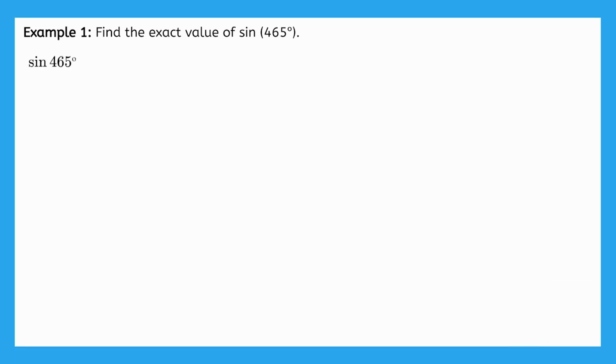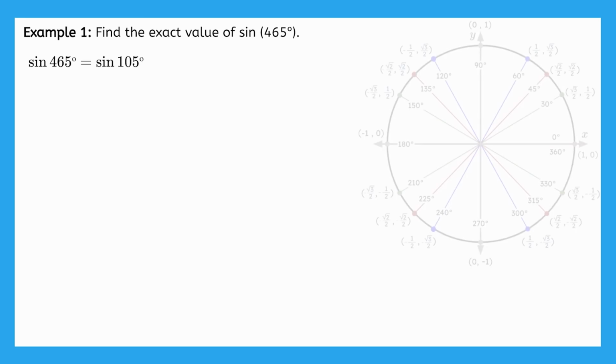First, I notice 465 degrees is over 360. If we want to work with smaller numbers, remember the periodic identity allows us to add or subtract 360 degrees however many times we want. Subtracting 360 from 465, we get sine of 105 degrees, which will be the exact same value because we simply turned back a full rotation. Now let's look at our unit circle.